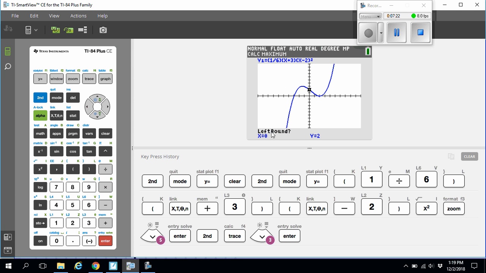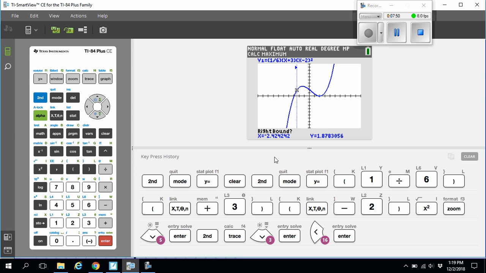So I need to be left bound of my maximum. That means I'm going to have to be somewhere on the left-hand side of this graph. So I'm going to use my left arrow to move my cursor. It does not matter specifically where the cursor needs to be. It just needs to be somewhere on the left-hand side of your max. Once you've done that, you need to press enter. Always press enter, because if you don't, then you're going to lose it and you will not do this correctly.